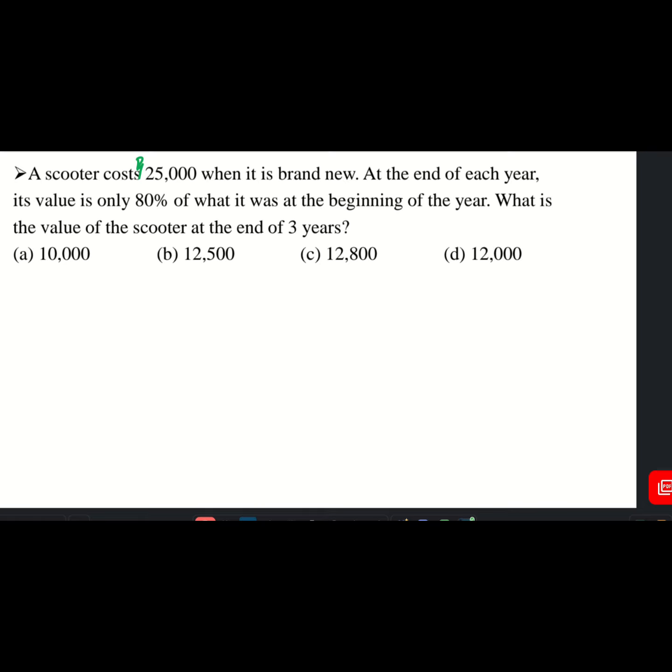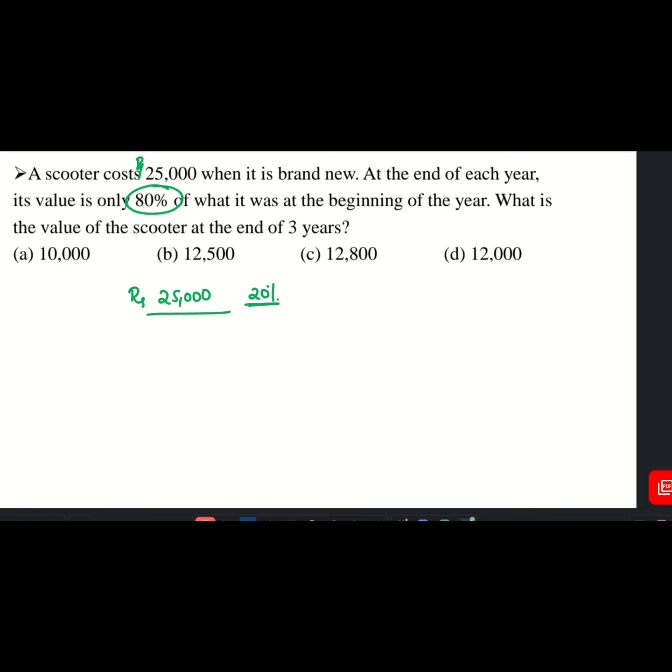Initial value of the scooter is 25,000. Each and every year, it is decreased by 20 percent. After the first year is completed, only 80% of the value remains. So at the end of each year, the value is only 80% of the previous value.